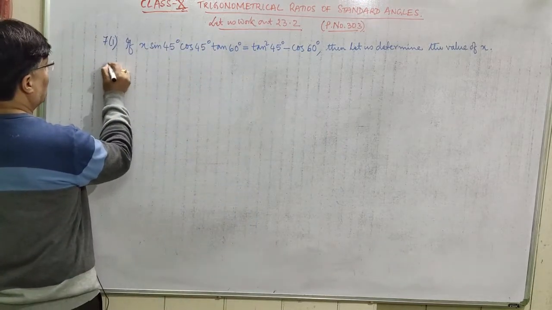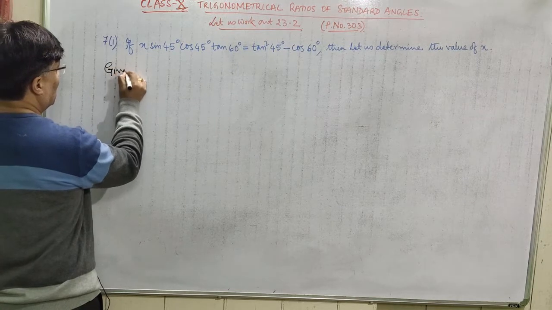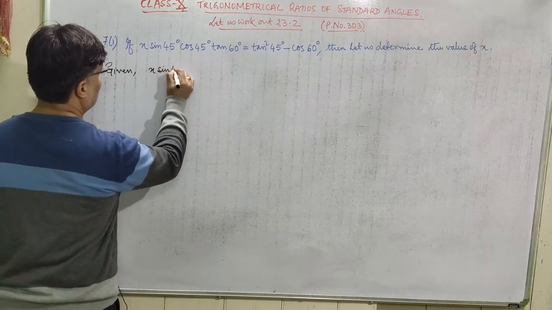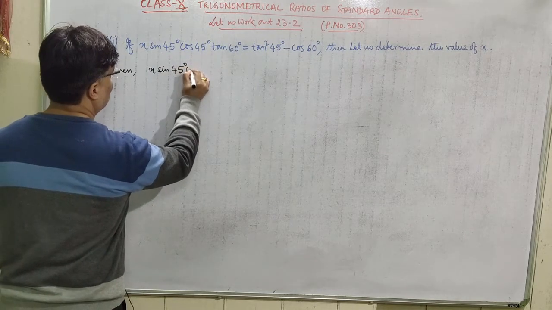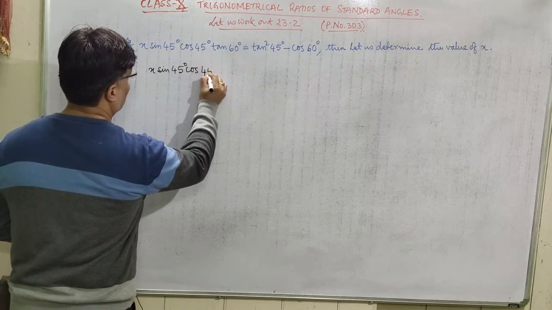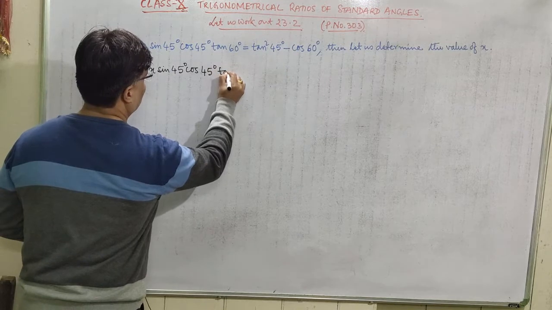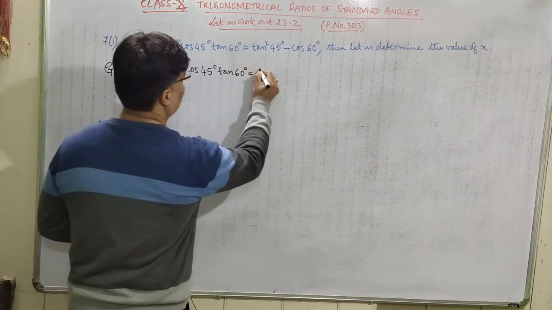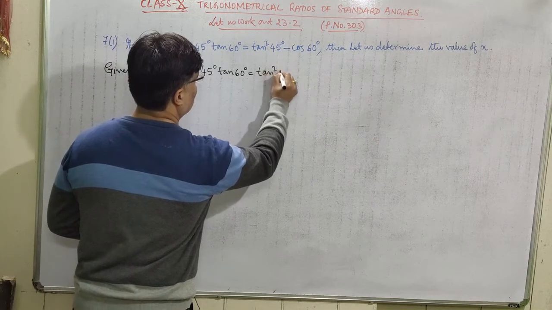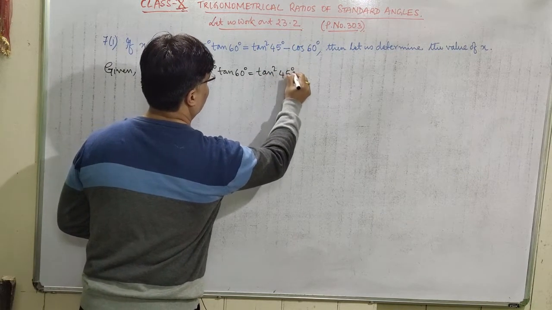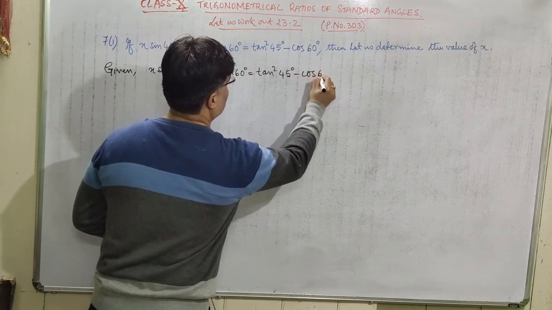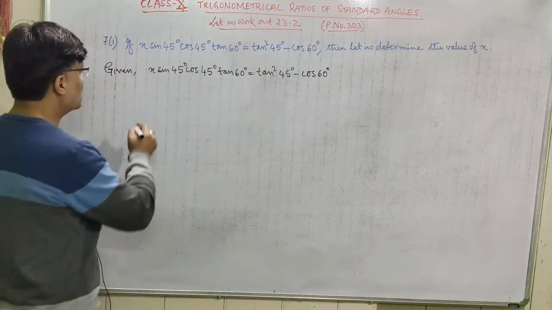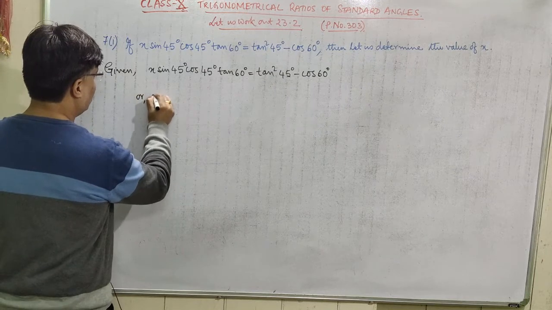So here let us write down given x sine 45 degree cos 45 degree tan 60 degree, which is equal to tan square 45 degree minus cos 60 degree. All right, so let us put the values now.